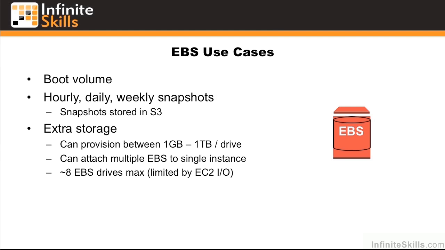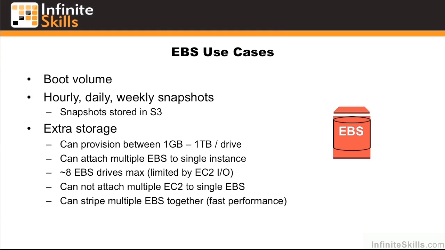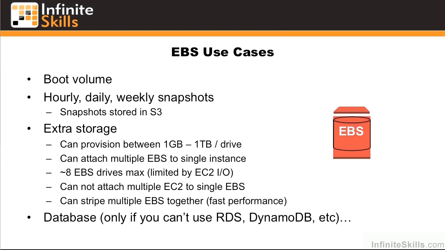Again, this is limited by the EC2 I/O. The larger instance you have, generally the more volumes you can attach. You cannot, however, do the reverse. You cannot attach multiple EC2 to a single EBS. A single EBS volume can only be attached to a single EC2 at any given time. You can stripe multiple EBS together for fast performance. You may also want to consider using EBS as a database. Really, the only time you want to consider this is if you decide you cannot use RDS or DynamoDB or SimpleDB or another one of the offerings that Amazon provides.